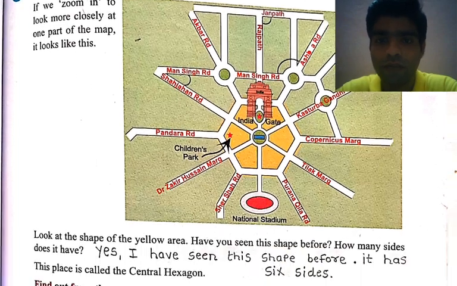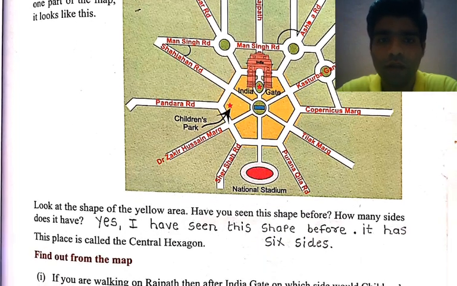Now let's start the next one. Look at the shape of the yellow area. Have you seen this shape before? How many sides does it have? In the last video I already discussed this shape. This yellow area is a hexagon, and a hexagon has 6 sides.